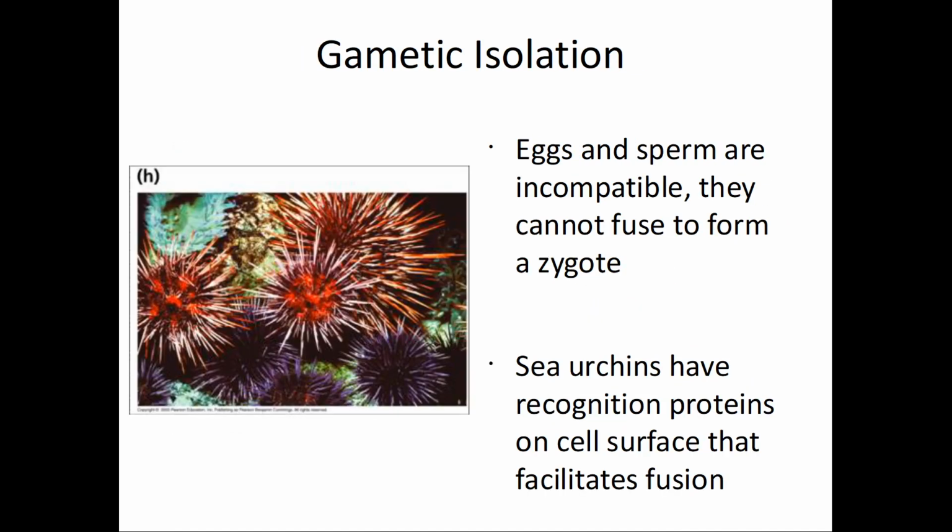And then gametic isolation. Egg and sperm may not be compatible. They may not be able to fertilize each other. For example, sea urchins have a recognition protein on the cell surface that facilitates fusion. They're not going to fertilize non-specific eggs. It's just not going to work, right? So gametes will not merge in that one.